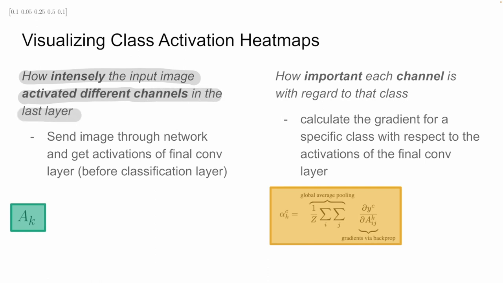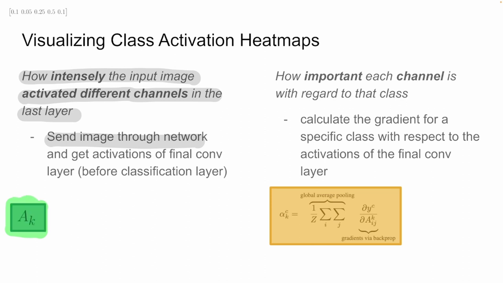Remember, the last convolutional layer should be those higher level features that our conv layers are detecting. So we want to know which of those features that we learned are activated in this particular image. And this is super easy to get. All we do is we send the image through the neural network and look at the activations of the last convolutional layer. This is the last layer before we would feed all of those features into the feed-forward part of the network. We'll call these values A^k, which is just a matrix of all of the different activations from that last layer.